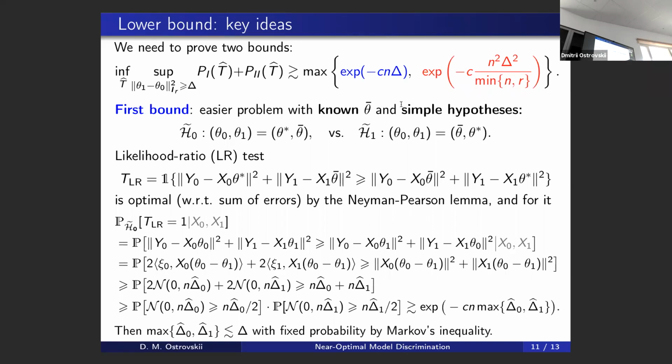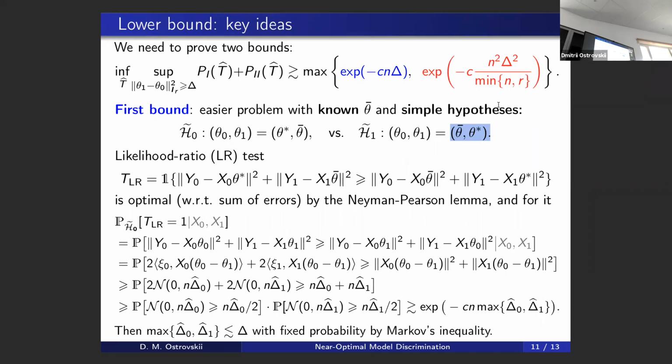Intuitively this leads me to the rank independent bound, because now everything happens along one direction, right? There is no dimension in the problem anymore. It's just measuring distances along one direction. So I just do the likelihood ratio test. I know that it's optimal by the Neyman-Pearson lemma with respect to the sum of errors, and I just look at its conditional error probability, and I recover what I need to recover.